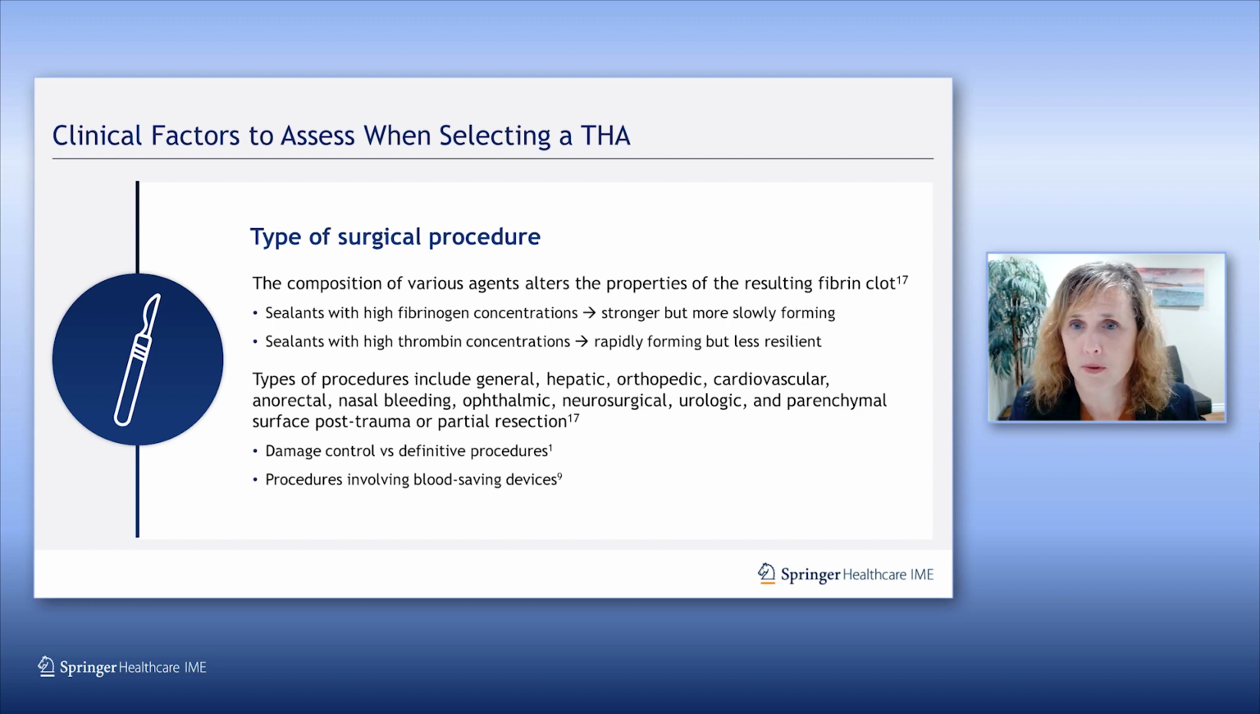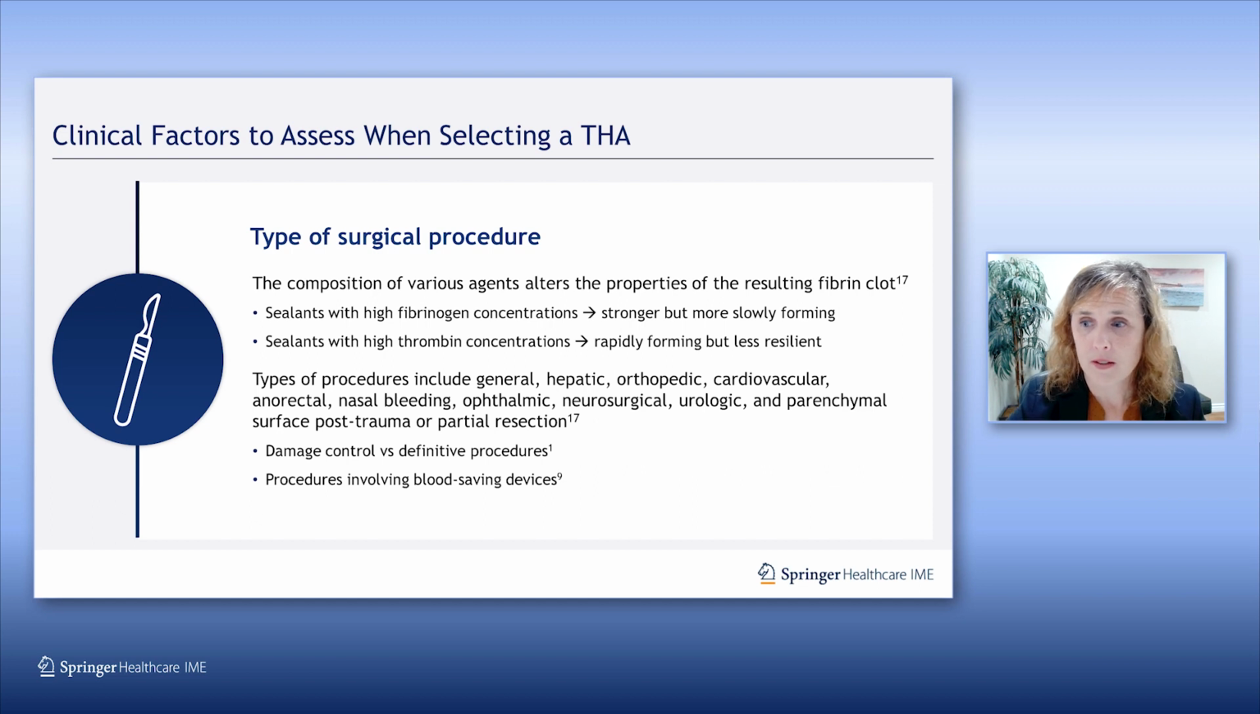For example, fibrin sealants with high fibrinogen concentrations may produce a stronger but more slowly forming clot, whereas those with high thrombin concentrations, though they're rapidly forming, are less resilient. So familiarity with the products is going to come into that, but you also need to consider what is the need of this particular operation. For example, if you're doing a laparoscopic procedure, you need to consider how you would apply the agent. What's the method of application?